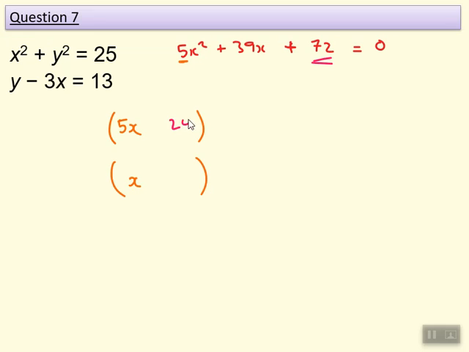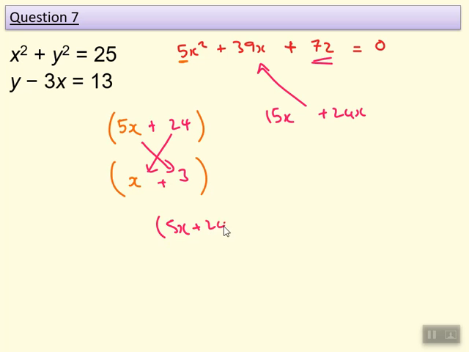I'm going to put the 24 here, and the 3, I'm going to try it again. So 5x times 3 is 15x, and then 24 times x is 24x. And look, they add to 39. So I know this is the double brackets that I need. One of the brackets is 5x add 24, and the other one is x add 3. So that's just another way, a bit of guessing on that one.